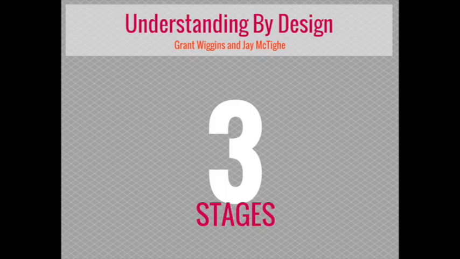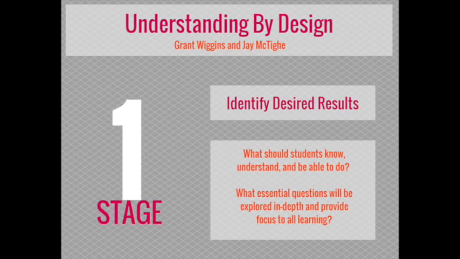The UbD framework is divided into 3 stages, all of which must align with one another. In the first stage, we ask ourselves, what do we want students to know? At the end of the day, at the end of the week, at the end of the month, and at the end of the course, what do we want them to leave with? Here we ask ourselves what we want students to know, understand, and most importantly, what do we want them to be able to do? These ideas form the basis of your essential questions that will guide you and your students through the learning experience.